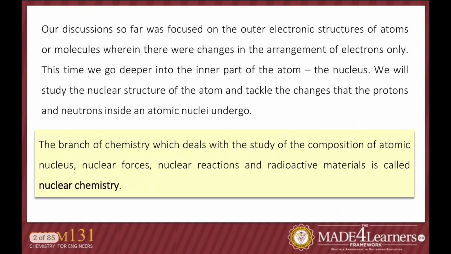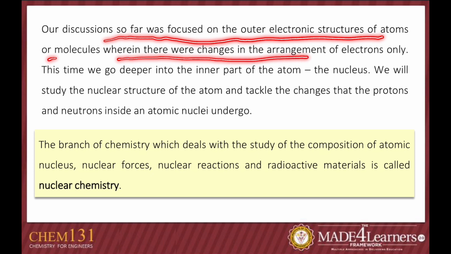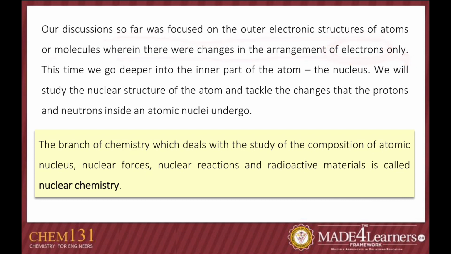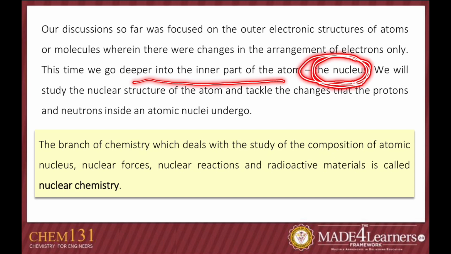So our discussion so far in the previous lessons was focused on the outer electronic structures of atoms or molecules, wherein there were changes in the arrangement of electrons only. So, in redox, in galvanic cells, in electrolytic cells, we were more concerned with the electrons, the flow of electrons. So this time, we go deeper into the inner part of the atom, which is the nucleus. So we don't look at the electron anymore. So we go into the inner portion of the atom in which we can find the nucleus.